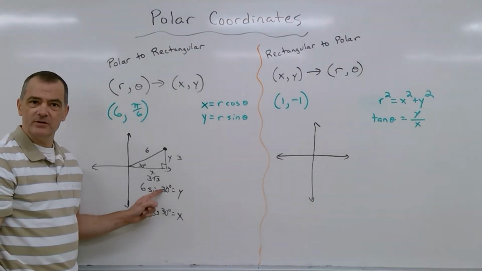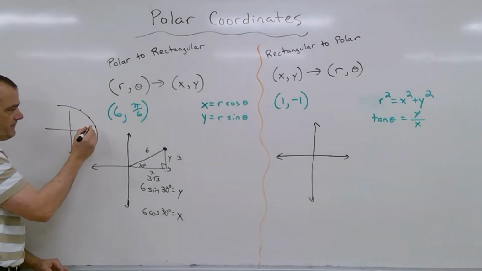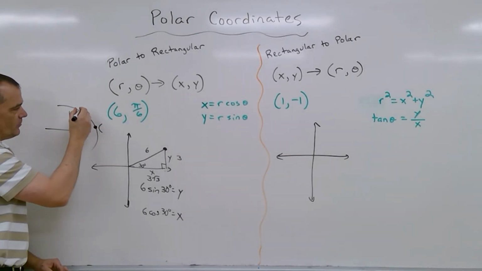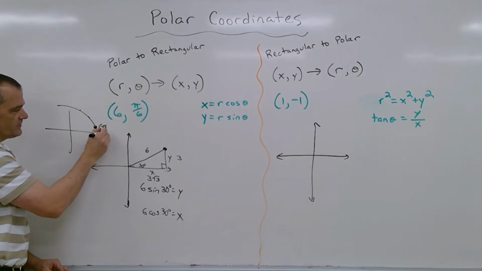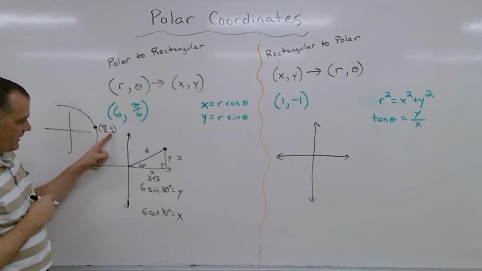We already know what the sine of 30 is on the unit circle. If you've got to draw it out again, here's that 30 degree angle. This is the ordered pair, square root of 3 over 2, 1/2. So the sine of 30 is going to be 1/2.